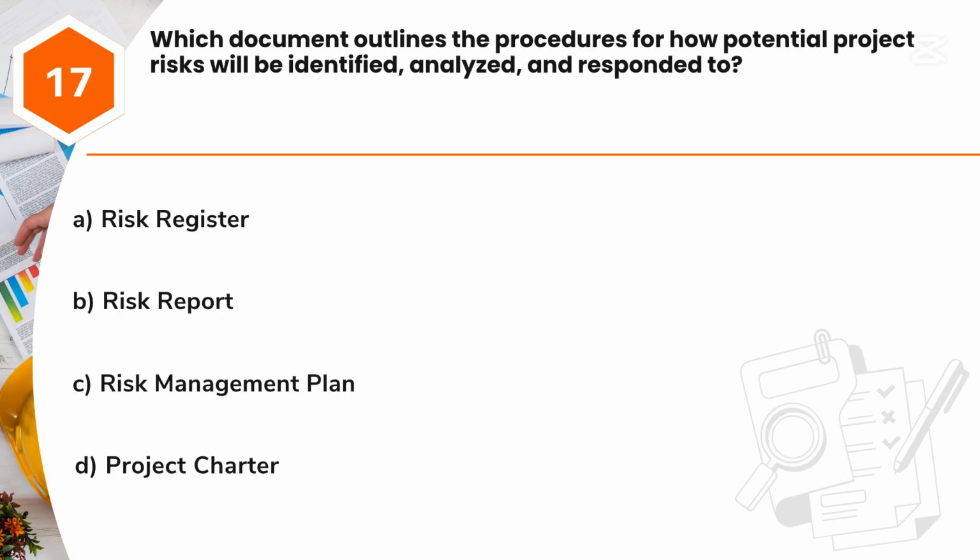Question 17. Which document outlines the procedures for how potential project risks will be identified, analyzed, and responded to? A. Risk Register. B. Risk Report. C. Risk Management Plan. D. Project Charter.